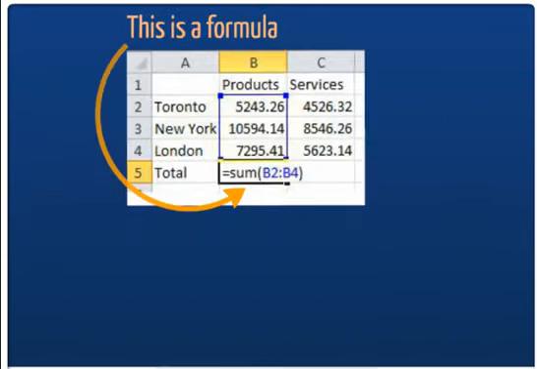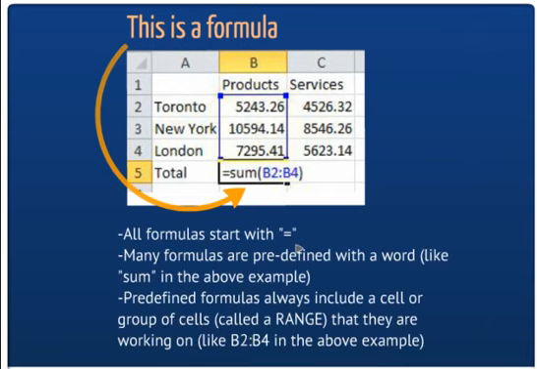Okay? So one thing I want you to notice about formulas is that they all start with equal signs. As soon as you type an equal sign, Excel knows that you're going to enter a formula. A lot of the formulas that you're going to use have predefined words, like the word sum here. We're going to look at a few others in this tutorial later on. When you use a predefined formula, you've always got a cell range that goes beside it. Okay, so in this case here, it's B2 colon B4. And that basically tells Excel that these are the cells that you want to involve in this formula.